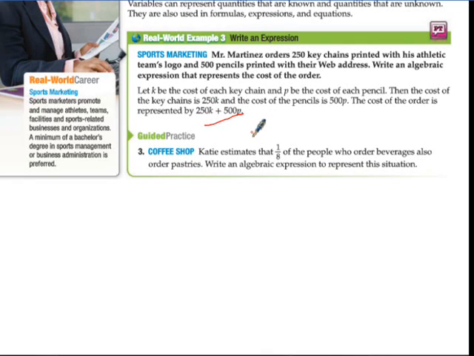Very simple stuff here. The coffee shop problem right here: Katie estimates that 1/8 of the people who order beverages also order pastries. Okay, so 1/8 of the order. Write an algebraic expression to represent this. So 1/8 of the people who order beverages also order pastries. So we have all the beverage people plus 1/8 of the beverage people to get to the pastries. Okay, that would be all of the people total. If you just wanted how many ordered pastries, it would just be 1/8 B for beverages. Okay, pretty simple stuff.